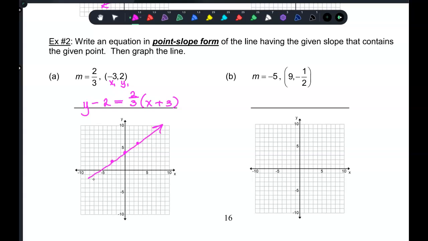But what if we don't have a point? We always are going to have a point. So look at the title of the form, point slope. So start with the point, and then count using slope. Let's look at the next one.